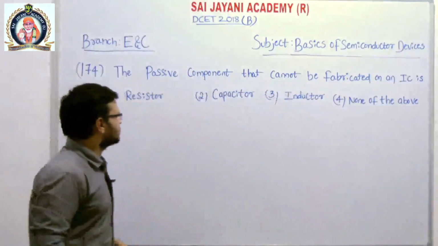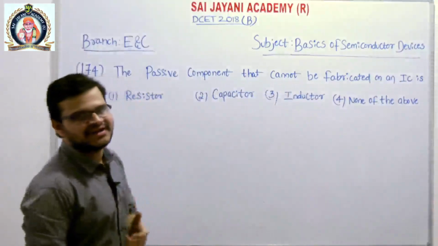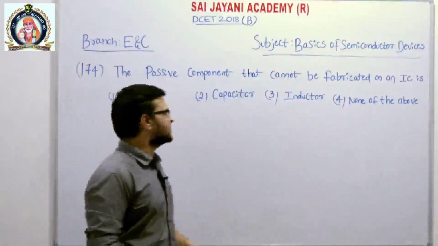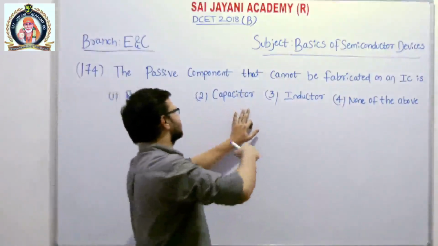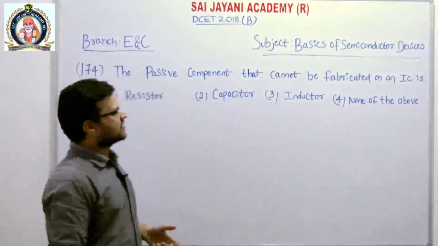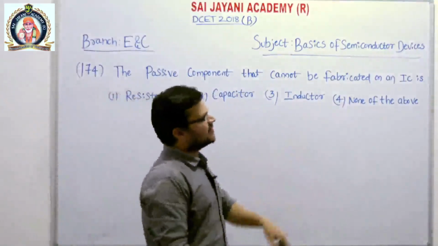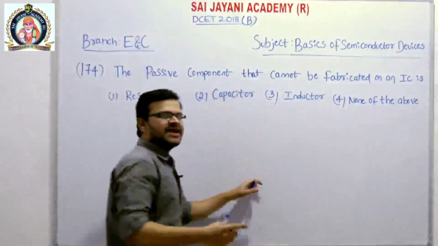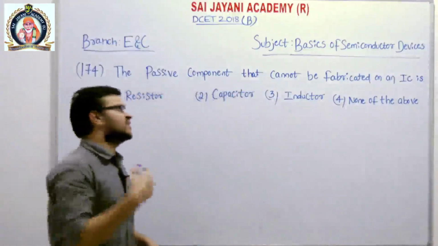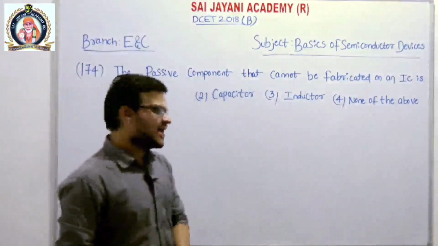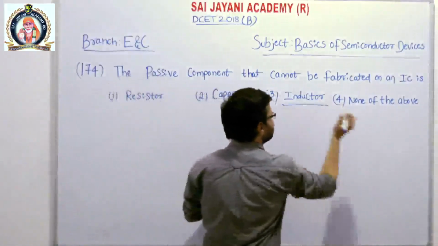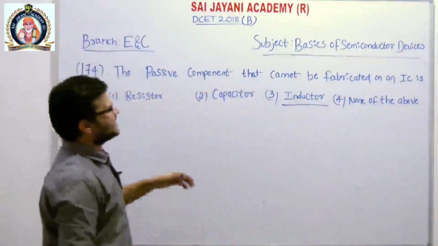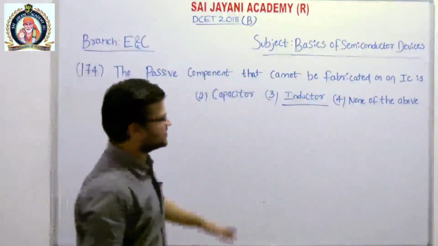Consider a resistor. A resistor has an electrical property, so it can be fabricated on an IC. Similarly, the capacitor also has an electrical property, so it can also be fabricated on an IC. But an inductor has both electrical and magnetic properties, so it is very difficult to fabricate on an IC. So inductor is the right option for this question. The passive component that cannot be fabricated on an IC is the inductor.